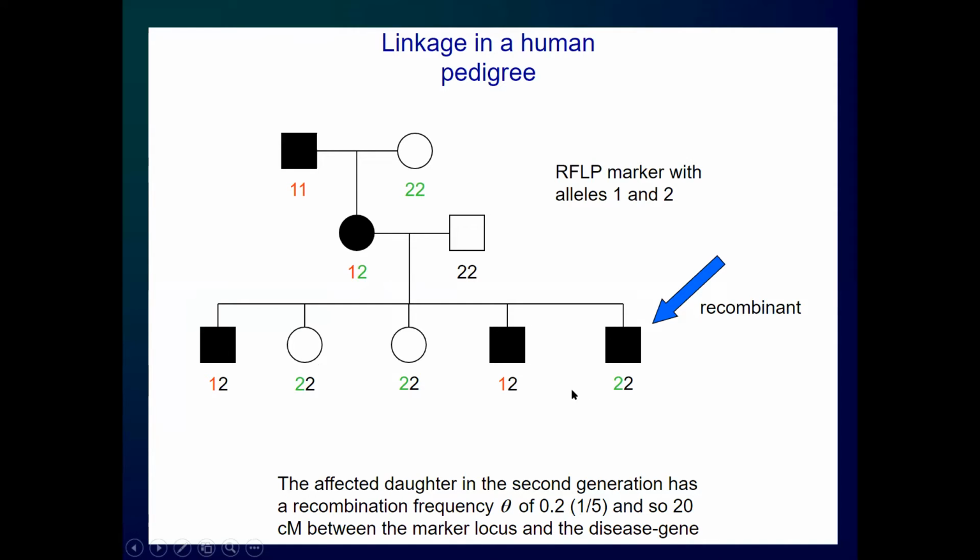Now, a very interesting question is: is it really theta 0.2? Okay, 0.2 for this family, yes, we are certain about it. But is the distance 20 centimorgans between this marker and the gene causing the disease? If we look at another family, will we still find that theta equals 0.2? For example, this is the Smith family.